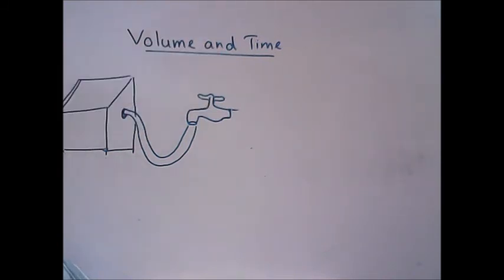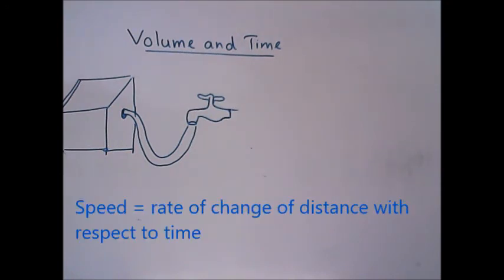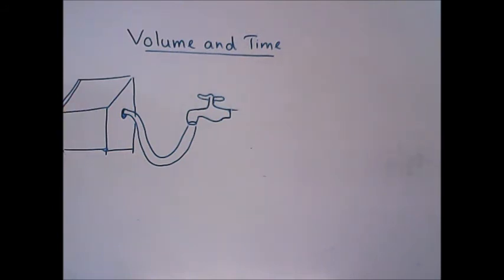Volume and time. Next part of the lesson. In the first part of the lesson, we talked about speed. We can define speed in another way: rate of change of distance with respect to time. In this part, we are going to talk about the rate of change of volume with respect to time.